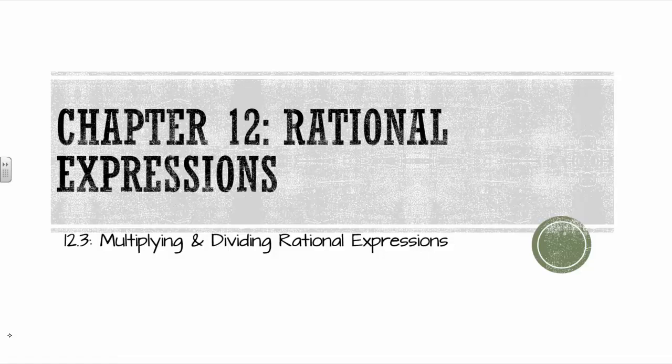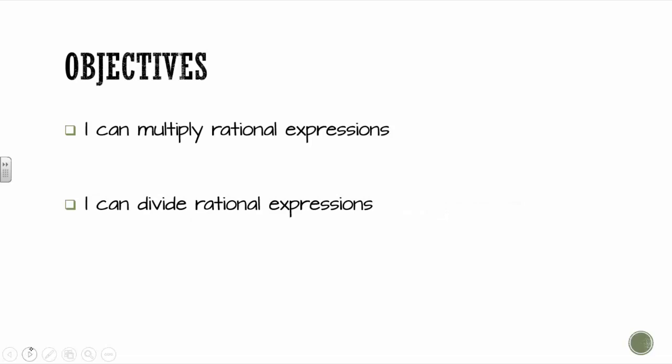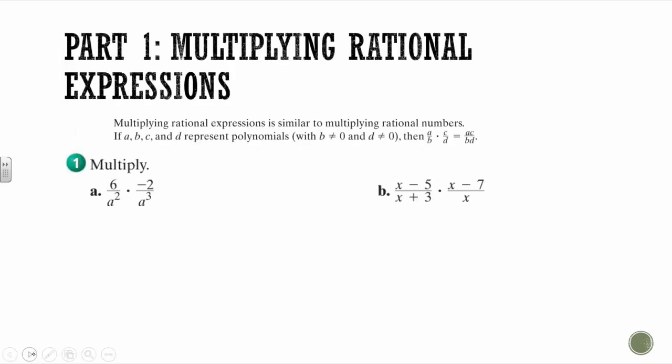The next section in Chapter 12 is about multiplying and dividing rational expressions. So we're going to need to remember how to simplify them like we did yesterday, but then we're going to multiply them and divide them. So multiplying rational expressions is similar to multiplying rational numbers.